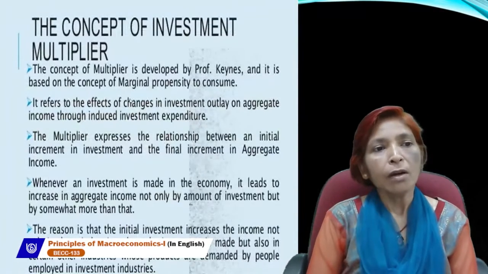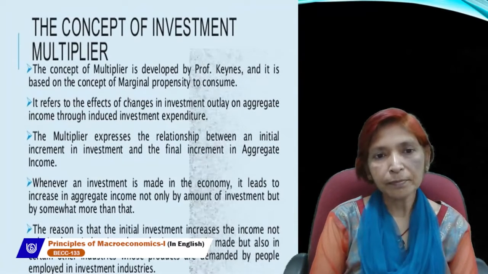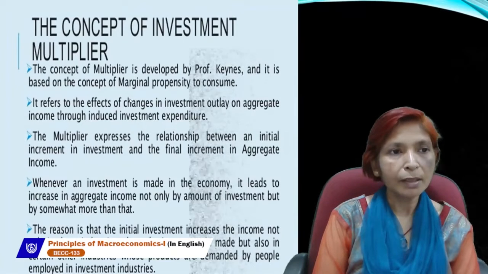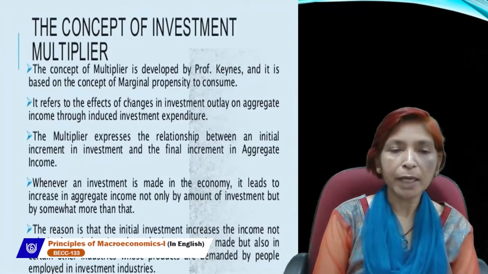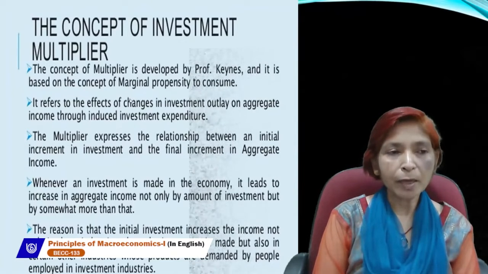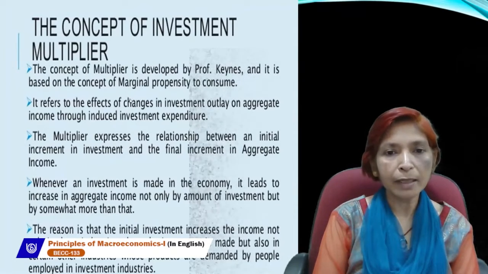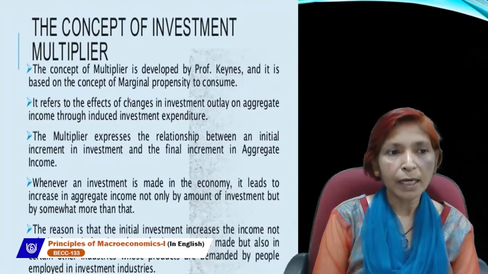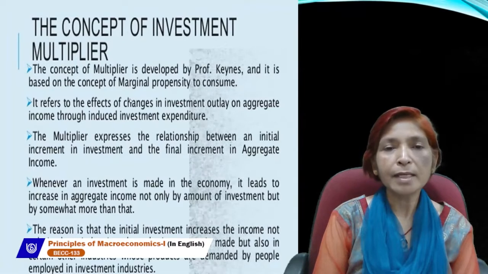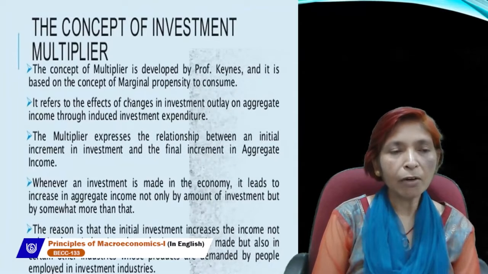Next is the concept of investment multiplier. The previous topic was the investment function, which you have now done. Now next is the investment multiplier. It is also related with investment. This concept was first developed by Professor Keynes, and it is based on the concept of marginal propensity to consume. What is the meaning of multiplier?